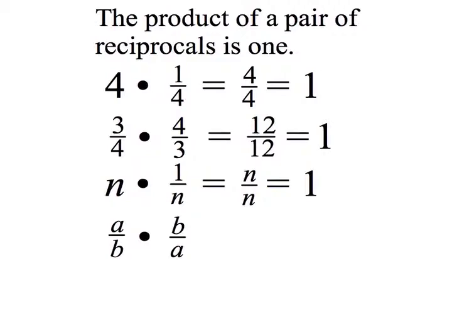And here's a over b and b over a. They're reciprocals as well, provided that neither a nor b is 0. Because when we multiply, we get a times b over a times b, which in lowest terms is 1. Once again, as long as both a and b are not equal to 0.